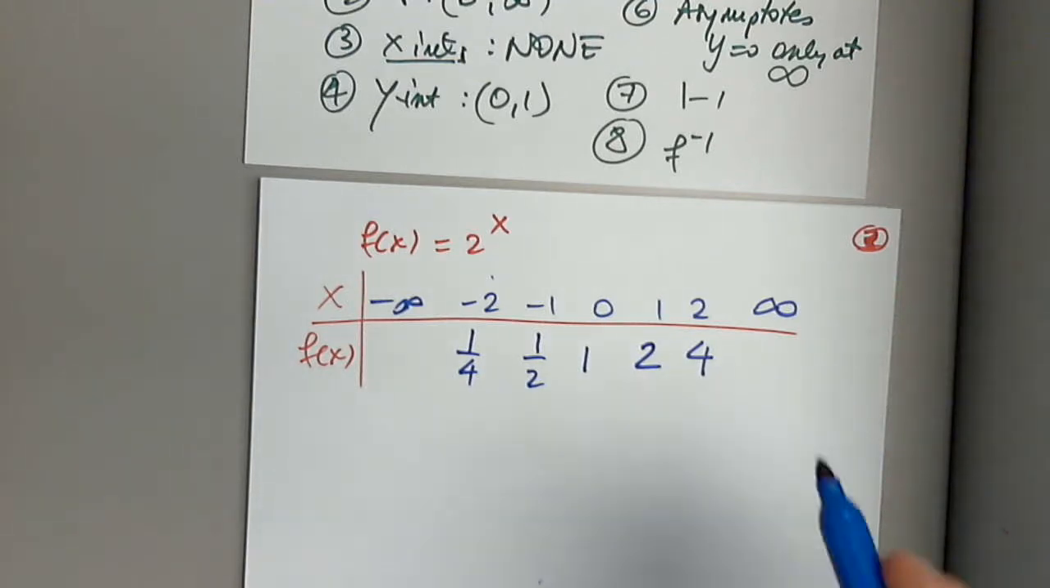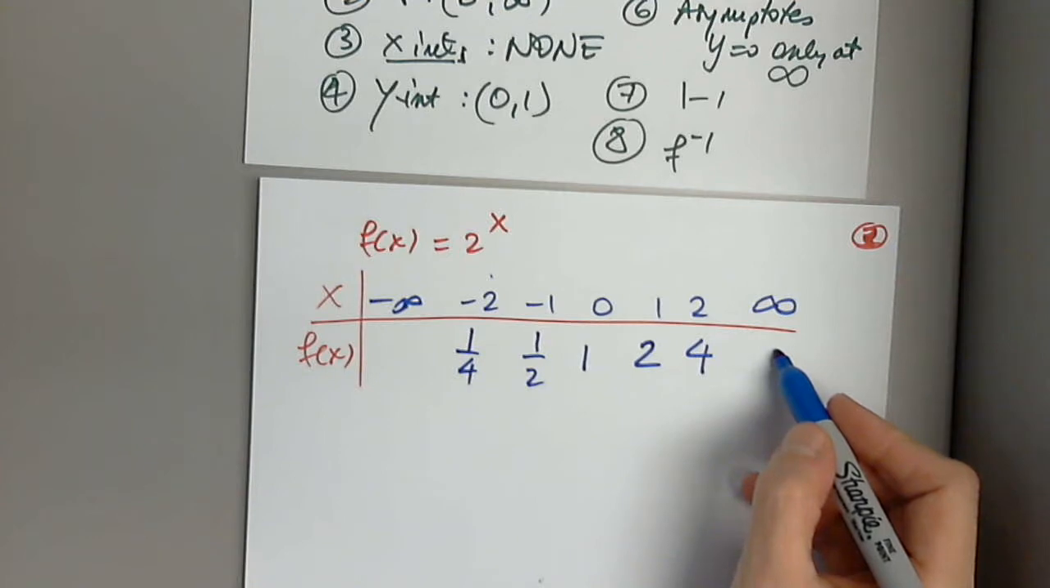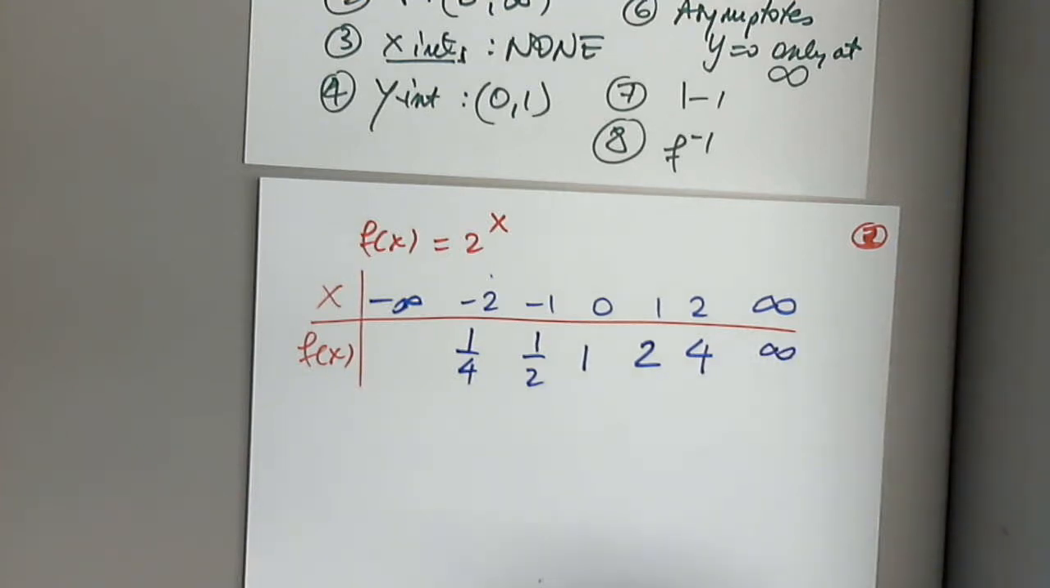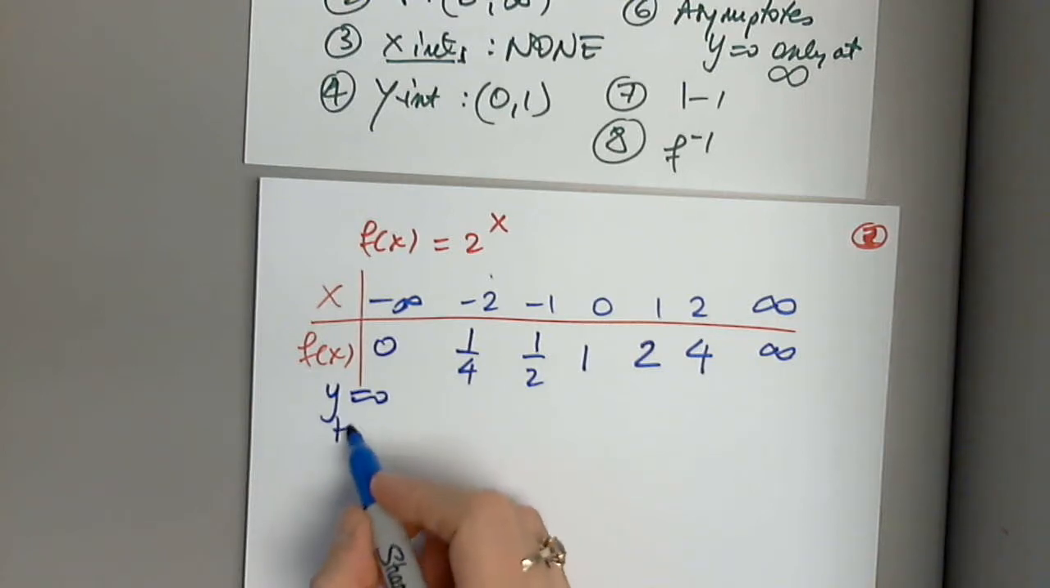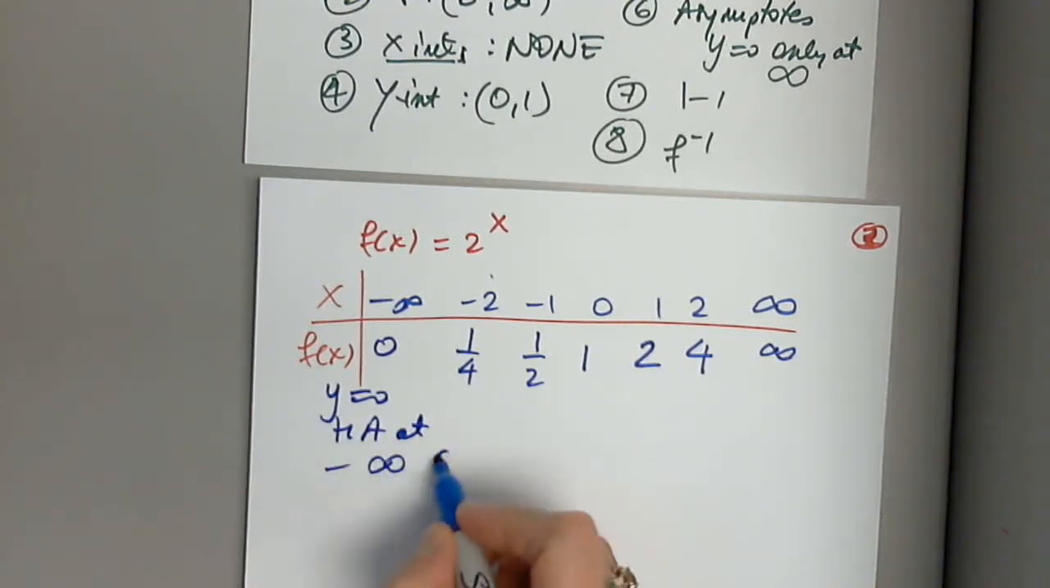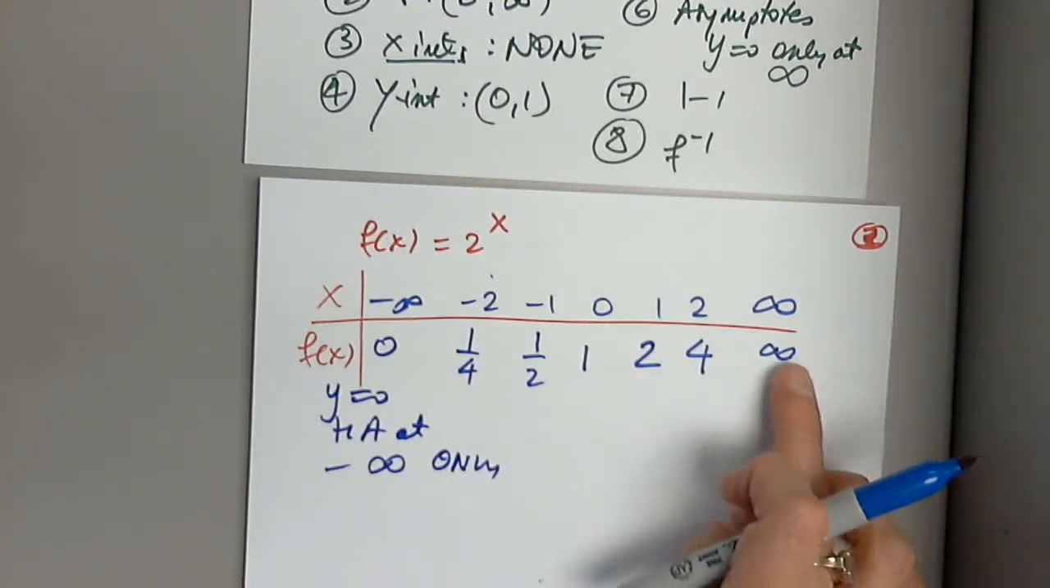Where am I going? Very good. Now this way, 1/4, 1 divided by 8, by 16, by 32, by 64, 0. Y equals 0 this time is the horizontal asymptote at -infinity only. As you see, this is not a number.